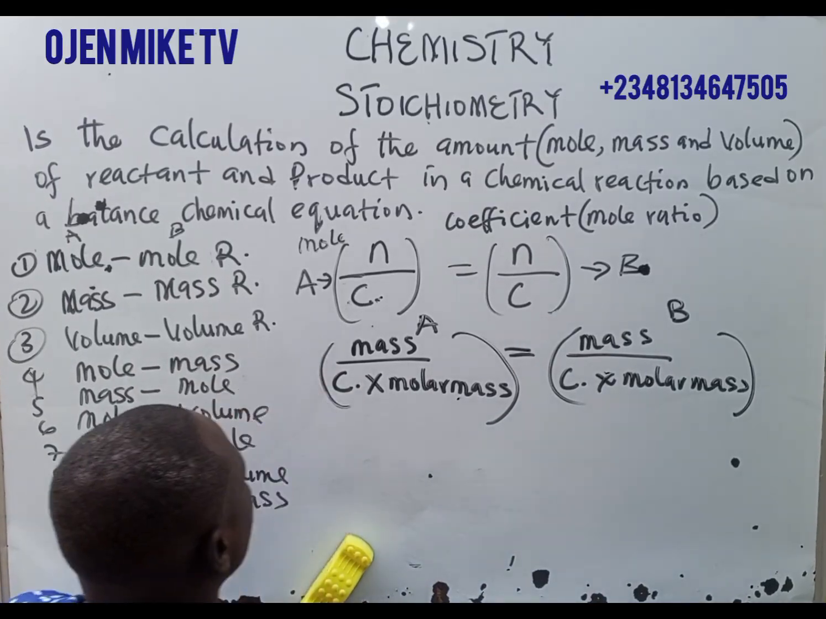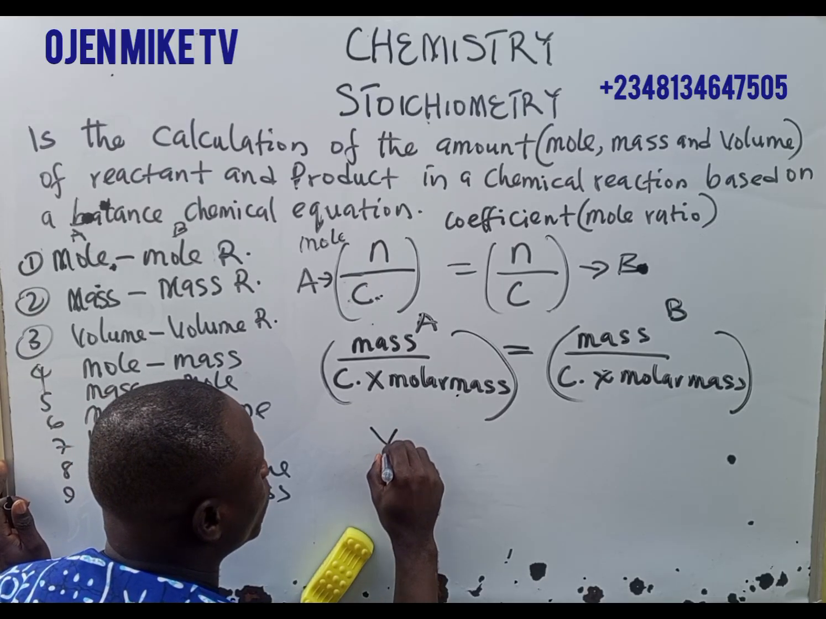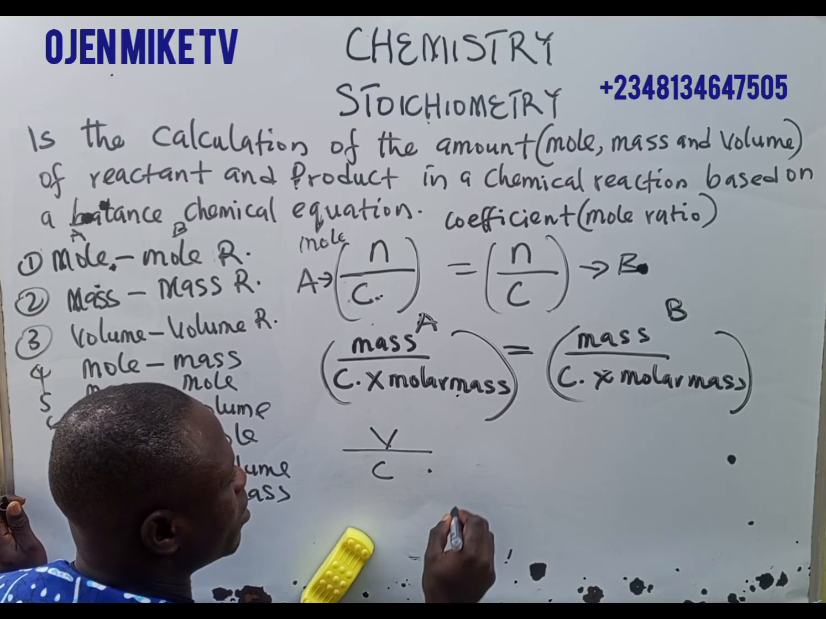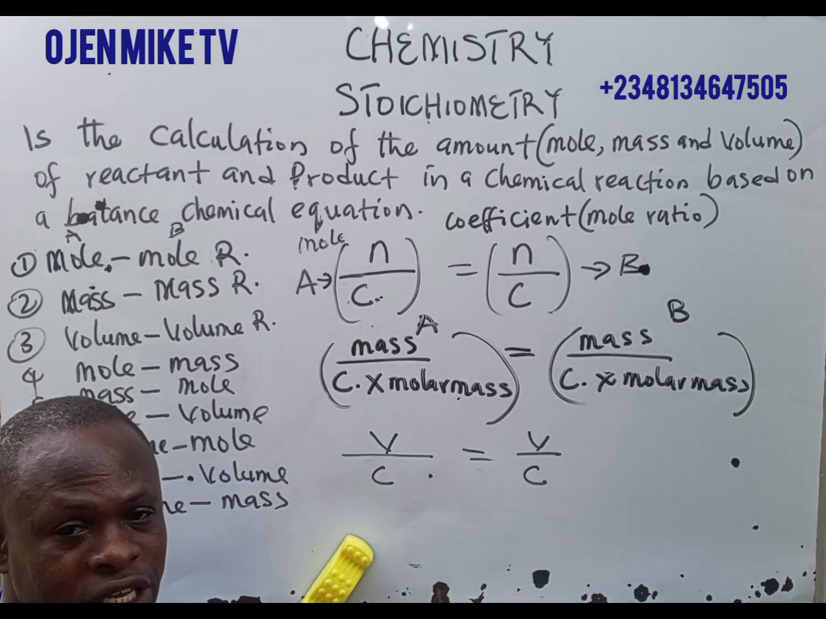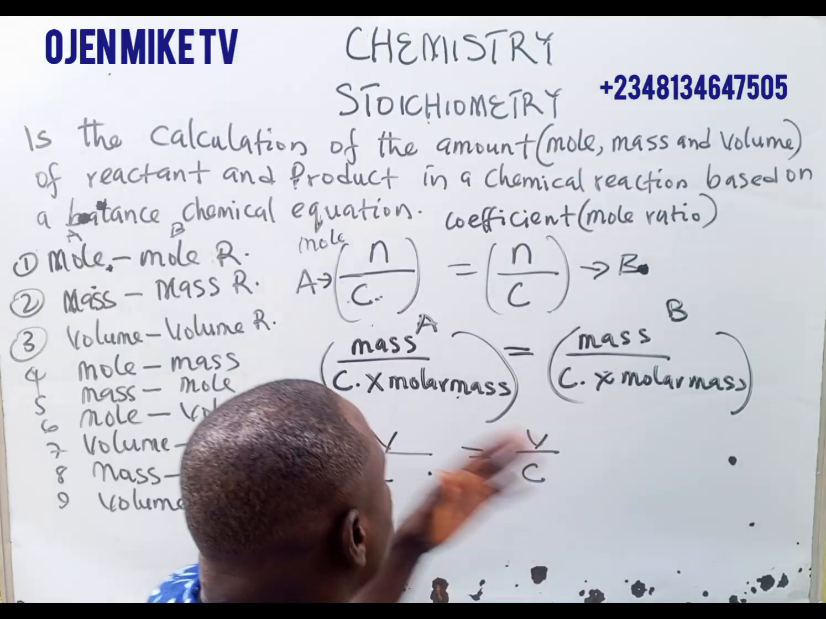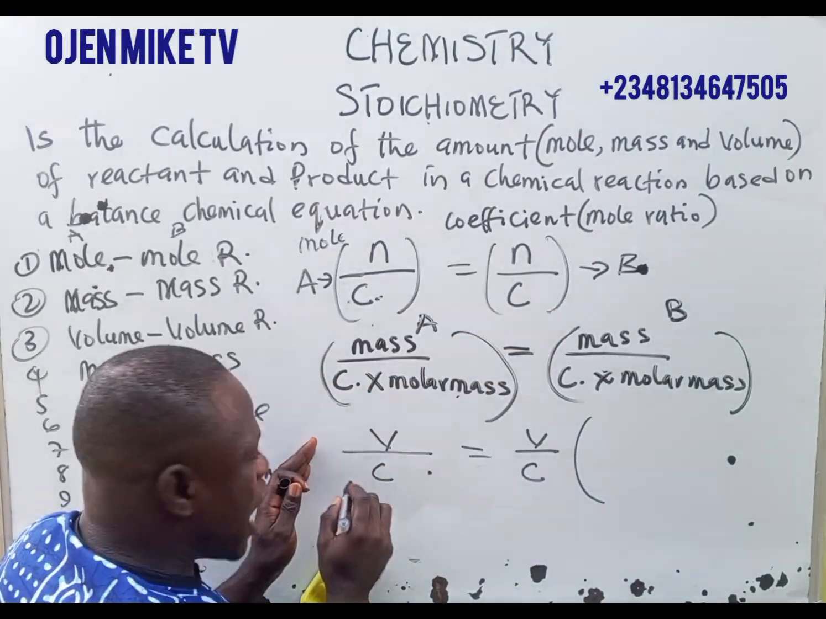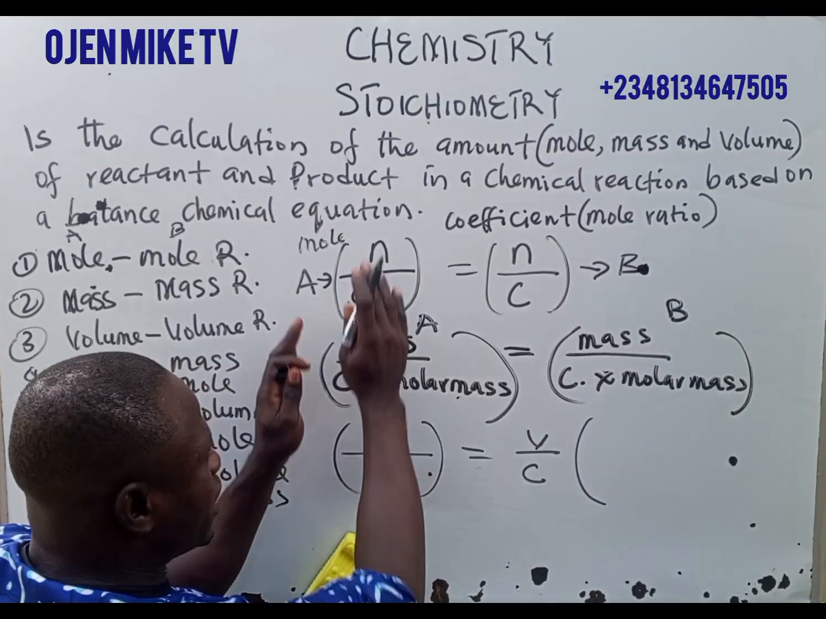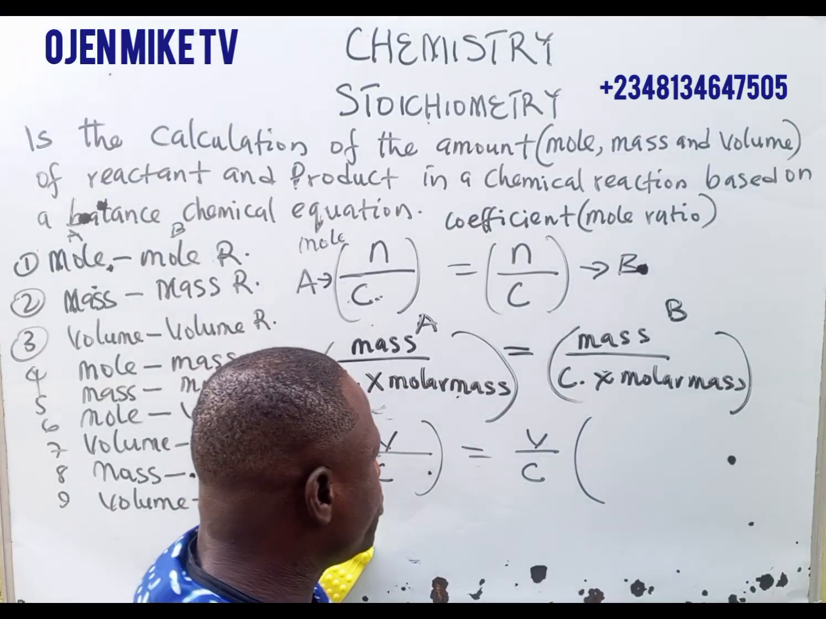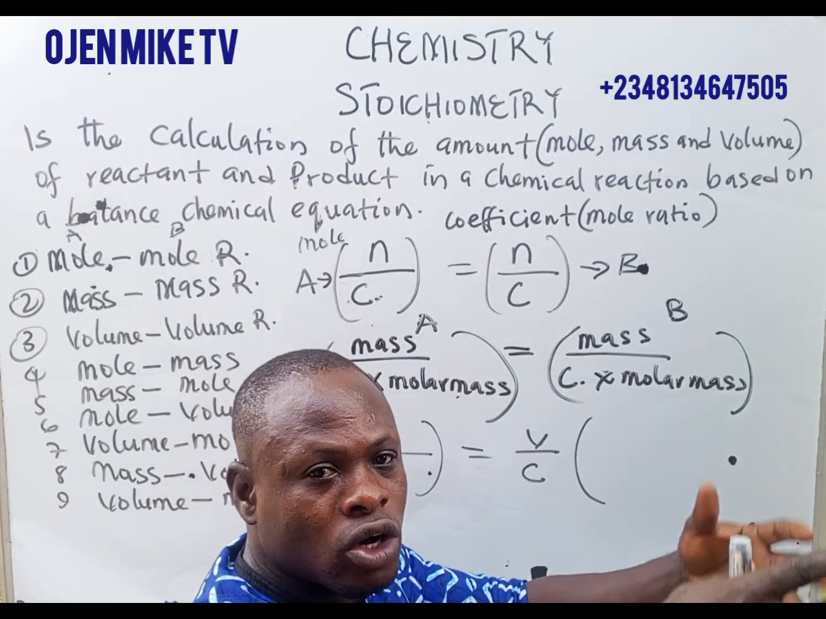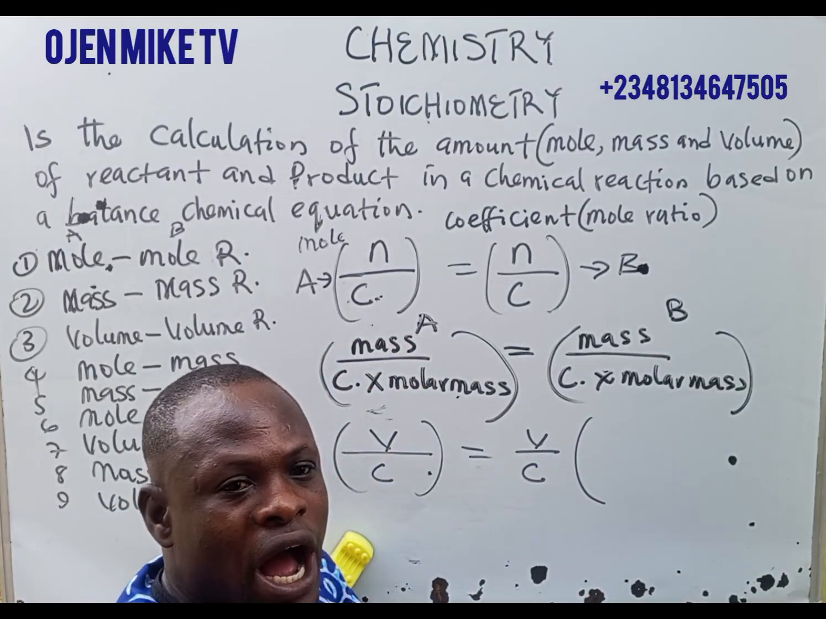The next one is for volume. We have volume divided by coefficient is equal to volume divided by coefficient. This is when volume is given. But when you are asked to calculate mass to volume, for your B, this is volume. Are you following? All this one on your right hand side is your A, while this one on your left hand side is your B. So your B is what you will be asked to calculate, while your A is what you are given.